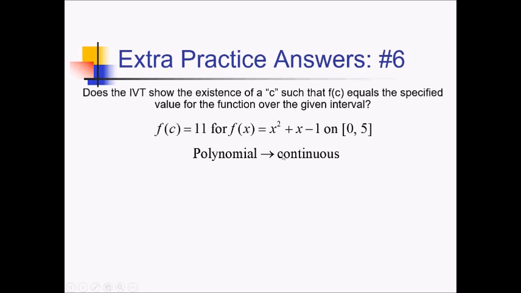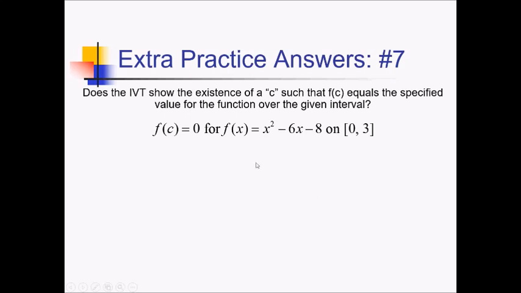Okay, well, f of 0 is just going to be negative 1 because you're zeroing out everything with an x. f of 5 takes a little more work, so that's going to be, let's see here, 25 plus 5 is 30 minus 1 is 29. And we were looking for 11. 11 does indeed fall between negative 1 and 29. Therefore, the IVT applies on this one.